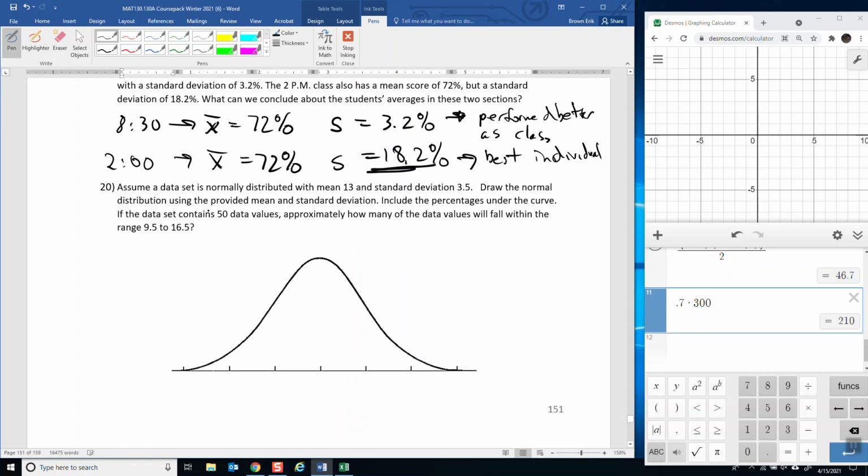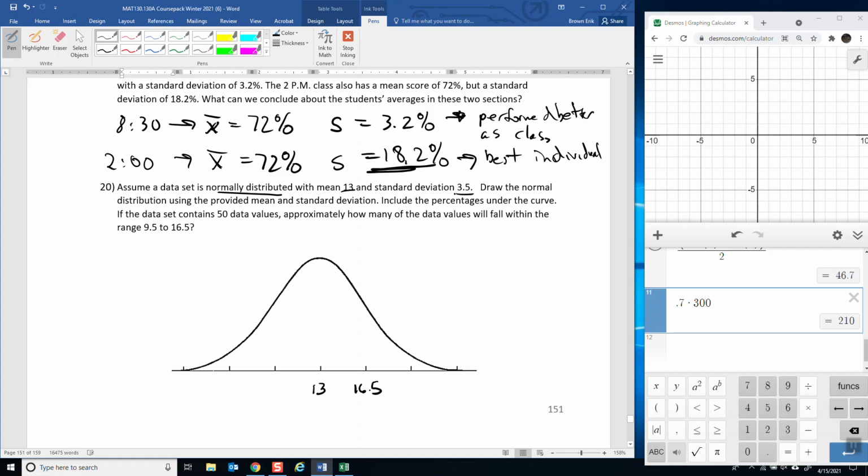Okay, here we're to assume the data set is normally distributed. We've got a mean of 13 and a standard deviation of 3.5. We're going to draw the curve. So let's start with that. Remember, the mean always goes in the center, and then we add the standard deviation to get above and subtract to get below. So this is going to be 16.5.